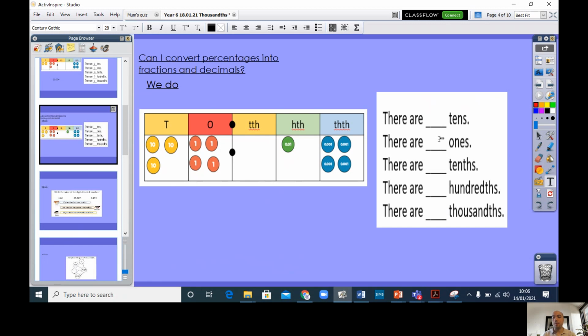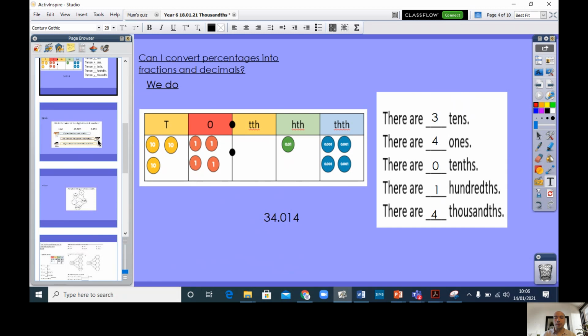Okay, excellent. Let's see how you got on. If you haven't done them yet, please pause the video and try and complete them. So, tens column, there are 3 tens. I can see there are 4 ones. There are 0 tenths. There is 1 hundredth. And there are 4 thousandths. So we write our number out. We've got 3 tens, that's 30, 4, decimal point, 014, and that should be our answer. Okay, good job.